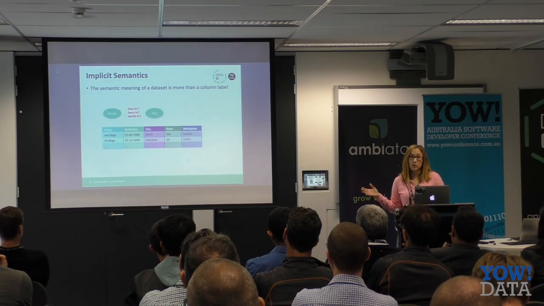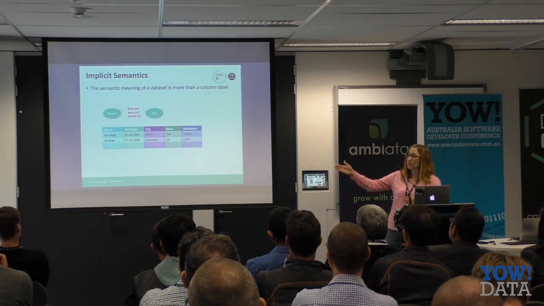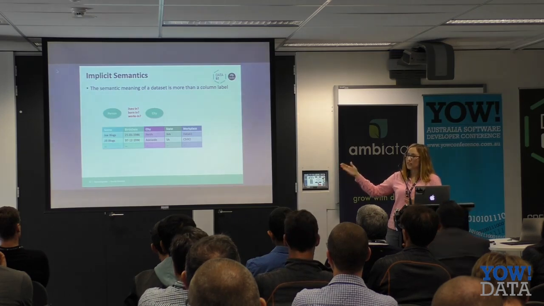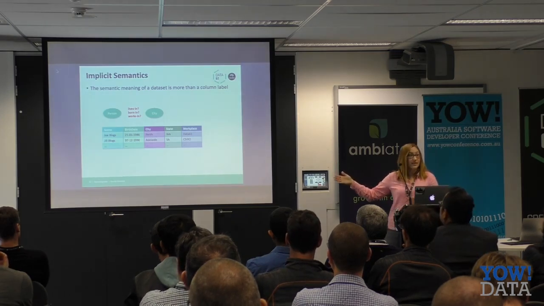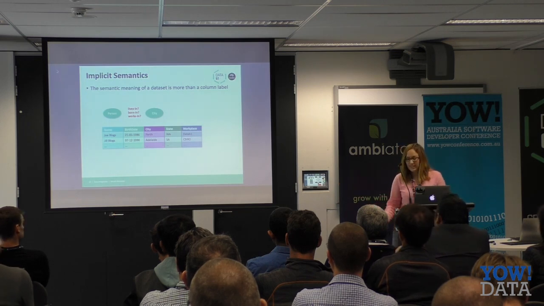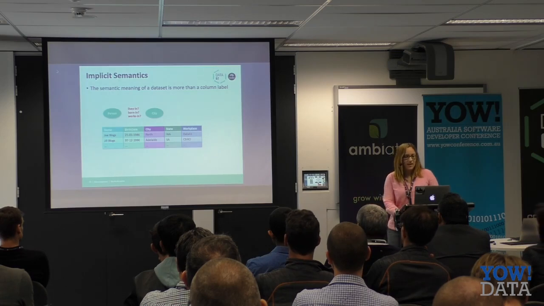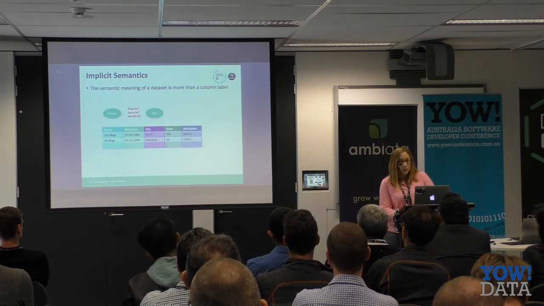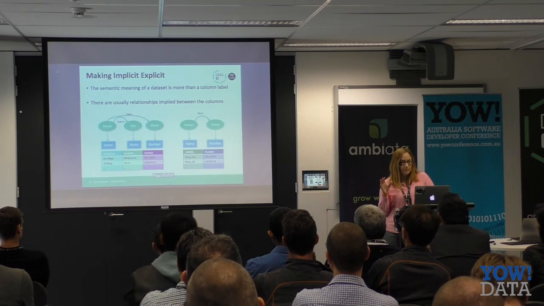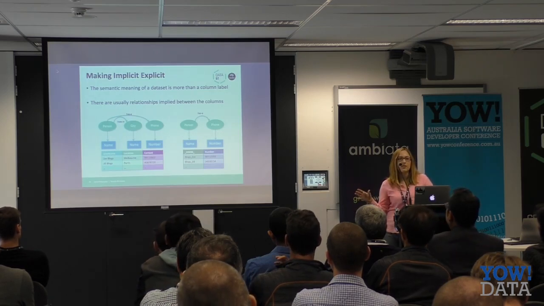But the thing which we can't tell from this data table is what's the connection between the person and the city. Is it the city where the person lives? Is it the city where the person was born? Or is it the city where the person works? And there might be some other variations. So there are some relationships which are implied between the columns.